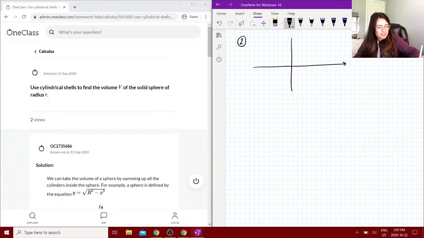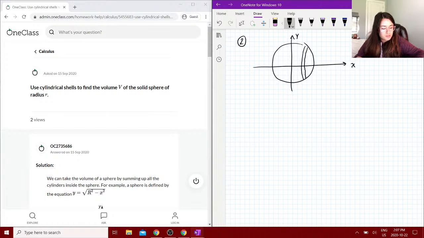I'm going to take this sphere and draw the coordinates of it. So we have y-axis and x-axis. And if we imagine this as a 3D sphere, like I said, like an orange, we can then imagine we're taking a slice out of this orange, okay? So imagine taking your orange and slicing it up like this, along the y-axis, okay?